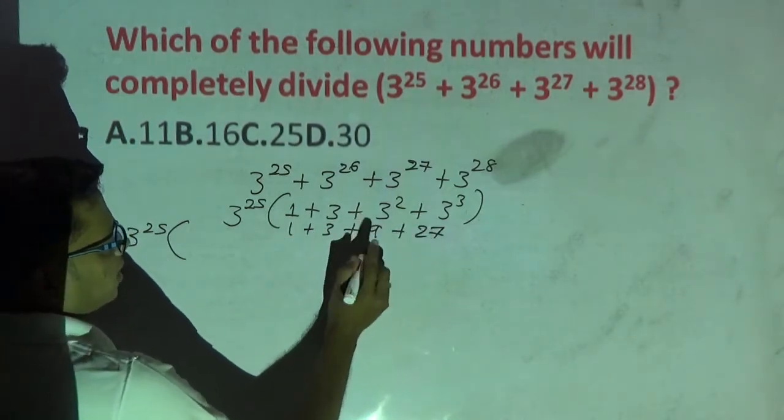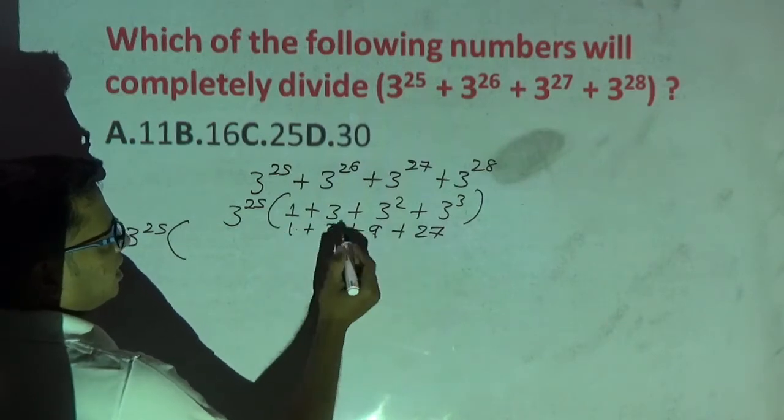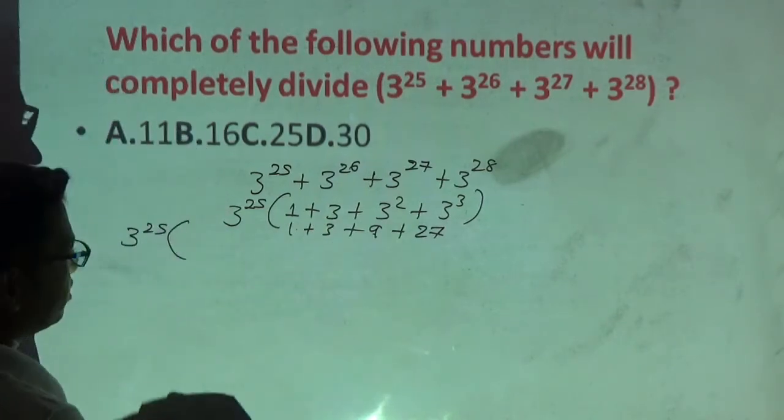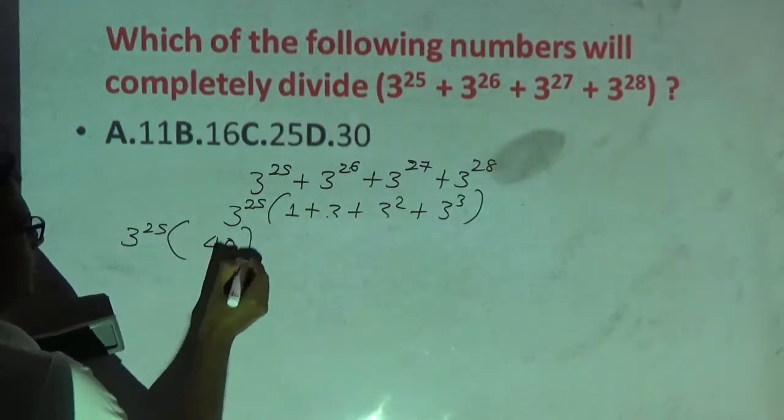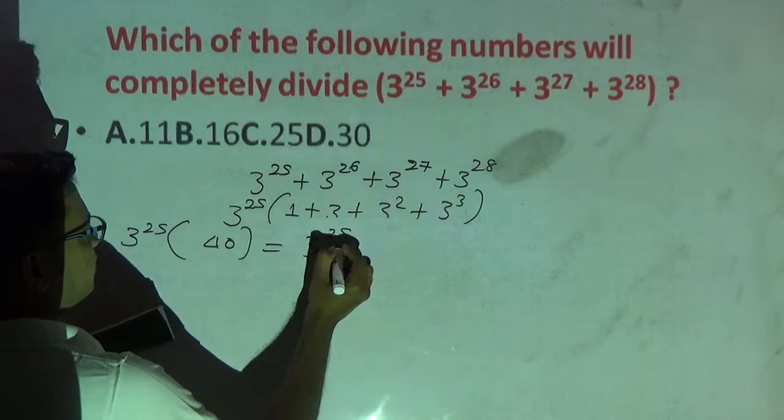I will add now. This is 10. Okay, this is 30, it will be 40. The sum is what? 40. The sum is 40. Within the bracket, what is the sum? 40. Okay, now this is 3 power 25 into 40.